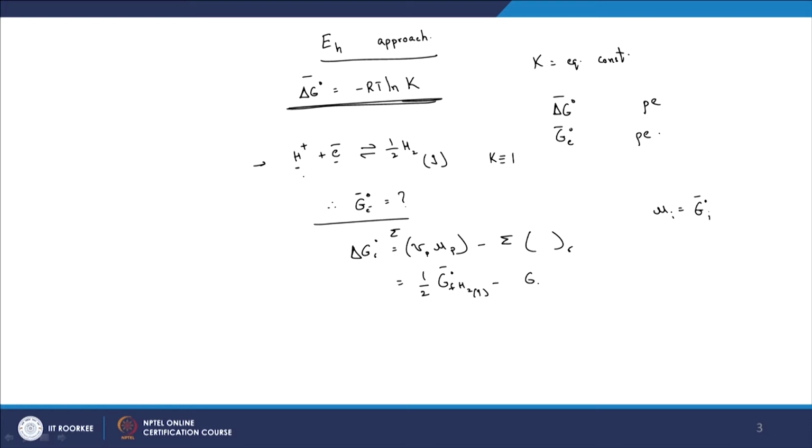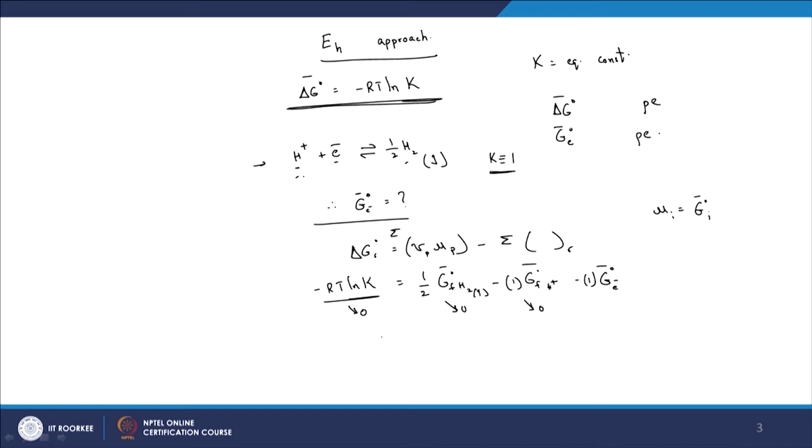minus that of H plus, minus that of the electron. Again 1 is the stoichiometric coefficient here, right, but again these are the elements here, and thus these two values would be equal to 0, right, and here we know delta G of this particular reaction was equal to minus RT natural logarithm of K, right, and the equilibrium constant for this is set as 1, this is the reference half reaction, right. So, this value would also be equal to 0 now, right.